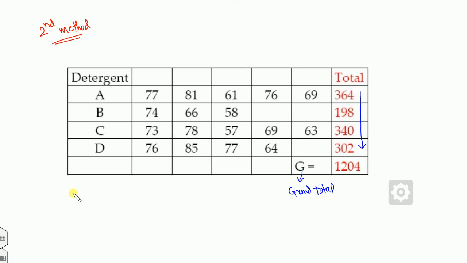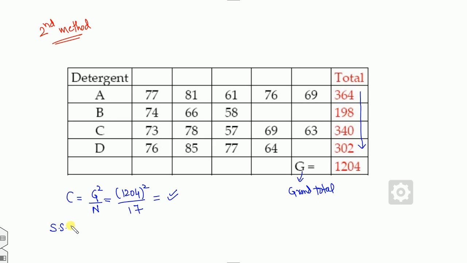So my rule is, firstly you calculate the C, the correction factor, which is G square divided by N. What is G? It is this number. What is N? It is the total number of elements here. How many elements are there? 4, 4, 4, 3 and 2, that is 17. After calculation you will get something.